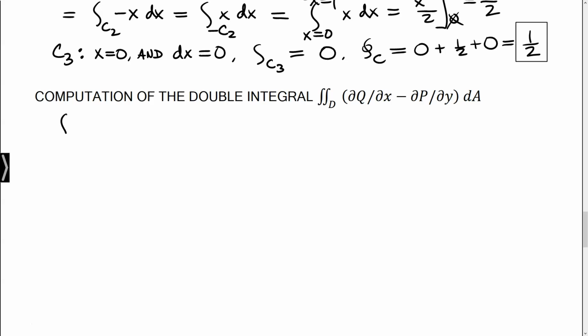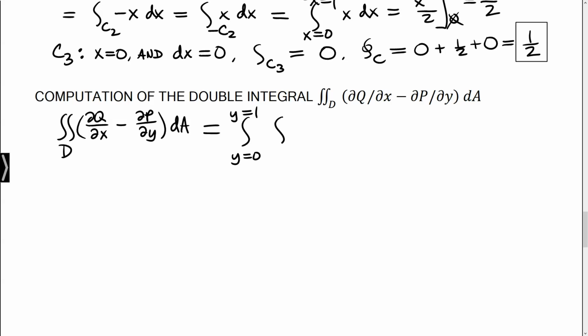So this is going to be the double integral. So we're going from y equals 0 up to 1, and then x is going to run from 0 up to y. Now, what's the partial of Q with respect to x? So let's go up here.